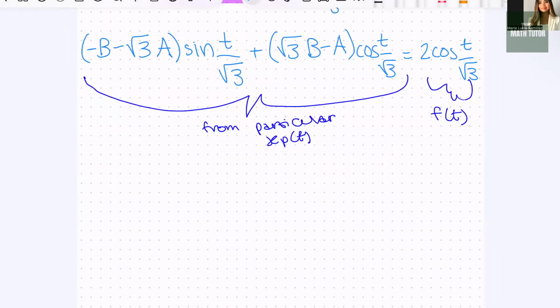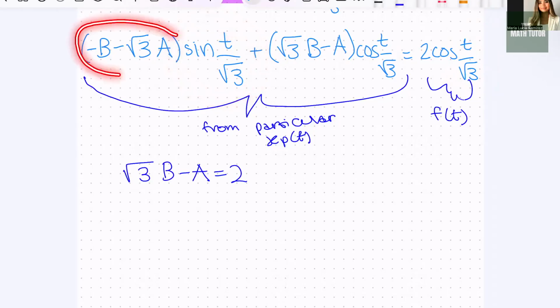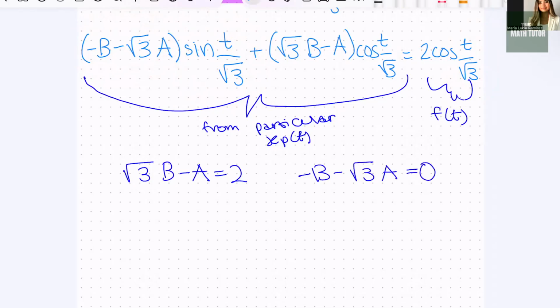So we have this term over here. We have this term in common, t over root 3 cosine t over root 3. So we can equate the negative 3b minus a to 2. And since there's no term like this on the other side, we equate this negative b minus root 3a to 0. And from here, I'm going to solve for b first.